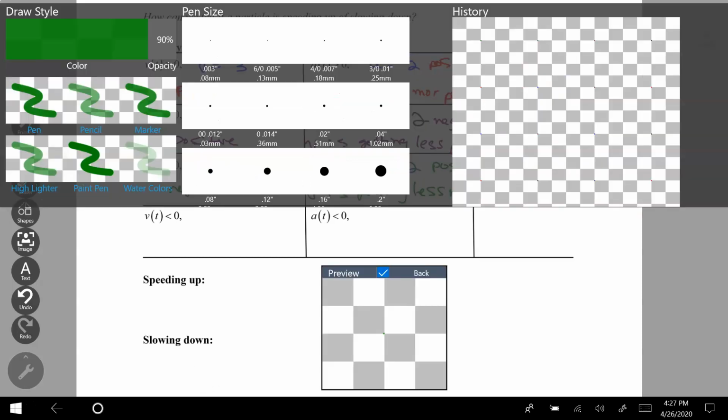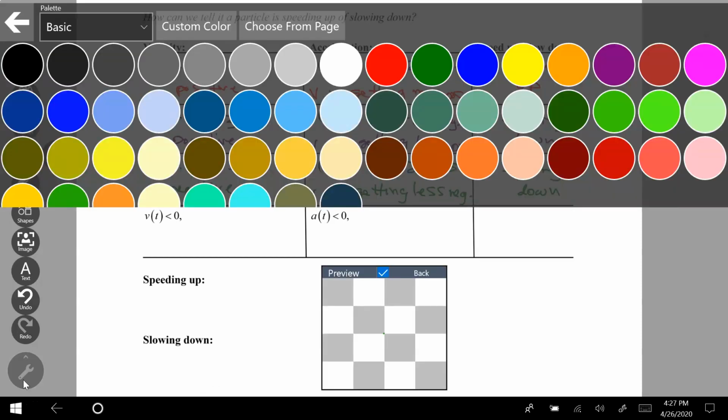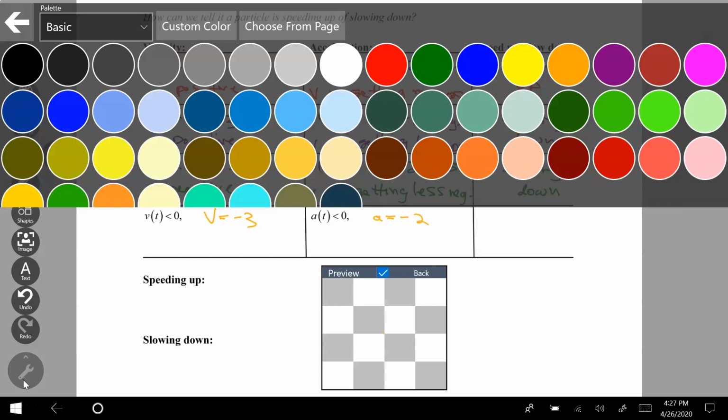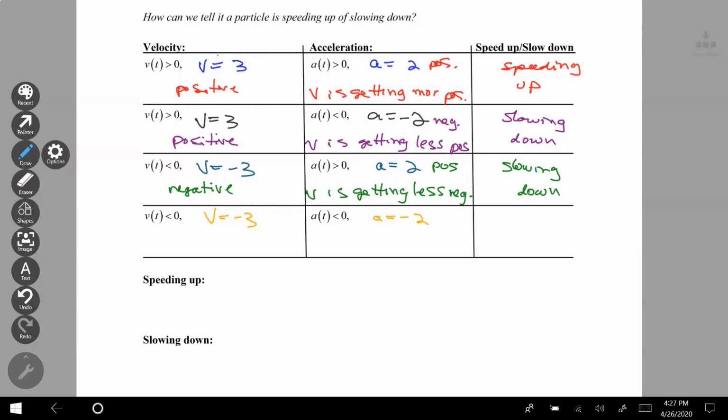And then finally, my v is equal to -3, my a is equal to -2, and my velocity is negative, my acceleration is also negative, means my velocity is getting more negative. That means I am speeding up. A negative velocity getting more and more negative means it's going faster than it was before.